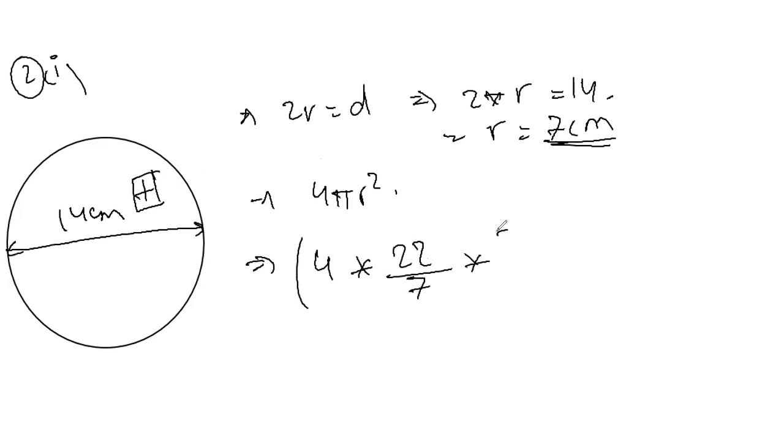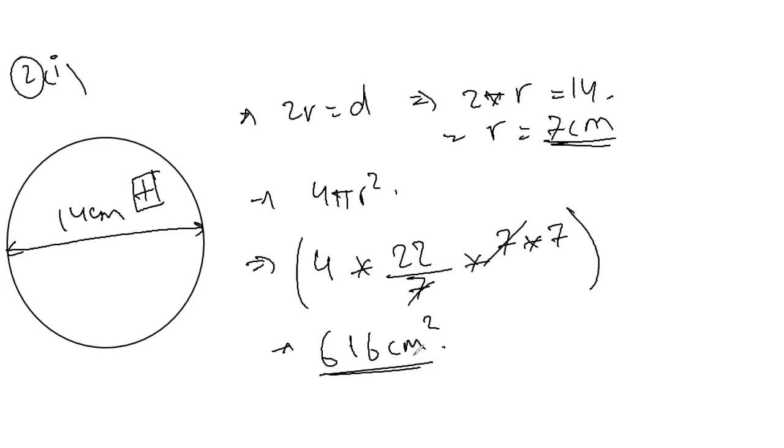r square, so 7 into 7, 7 ones are 7, 7 ones are 7, and then finally 88 into 7. So 88 into 7 is equal to 616 centimeter square. Once you have written the unit, everything is fine. Your calculation is done. If it was meters, it would have been 616 meter square. But in this case it is centimeter, so it is 616 centimeter square. Okay, onwards to our next question.